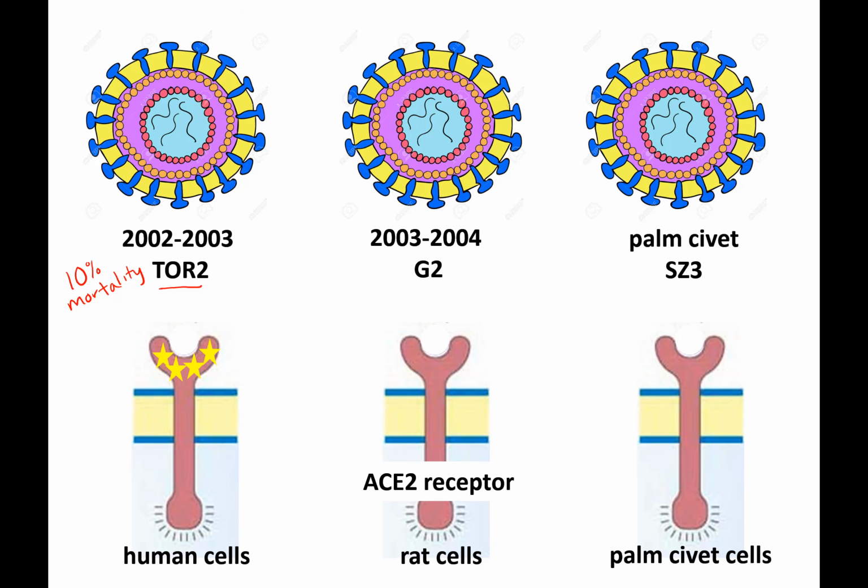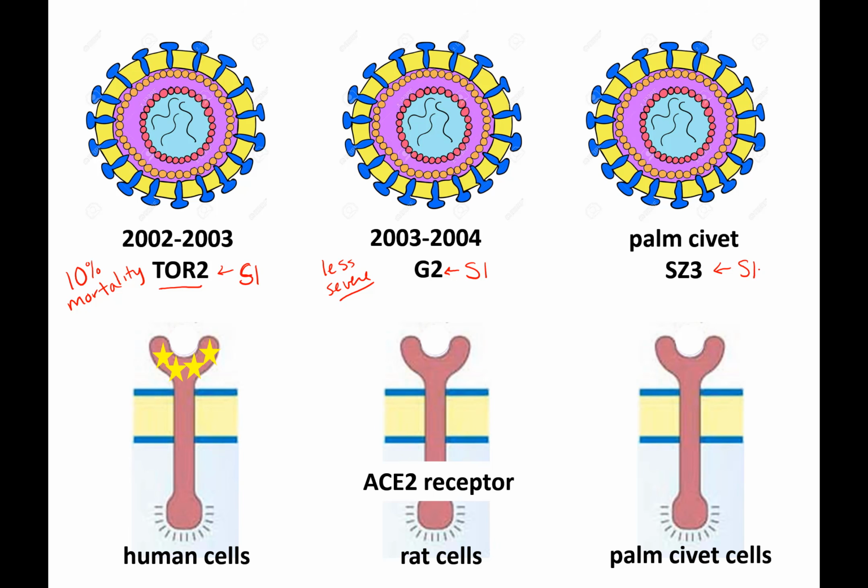The 2003-2004 SARS coronavirus was much less severe, and the spike protein, the S1, is called G2. And then the palm civet from the animal, the S protein, is called SZ3.